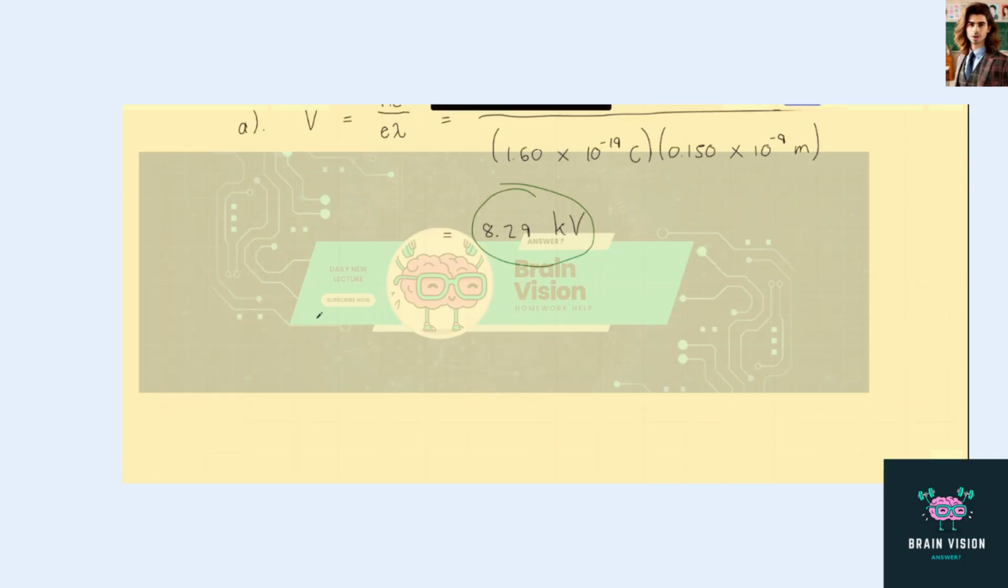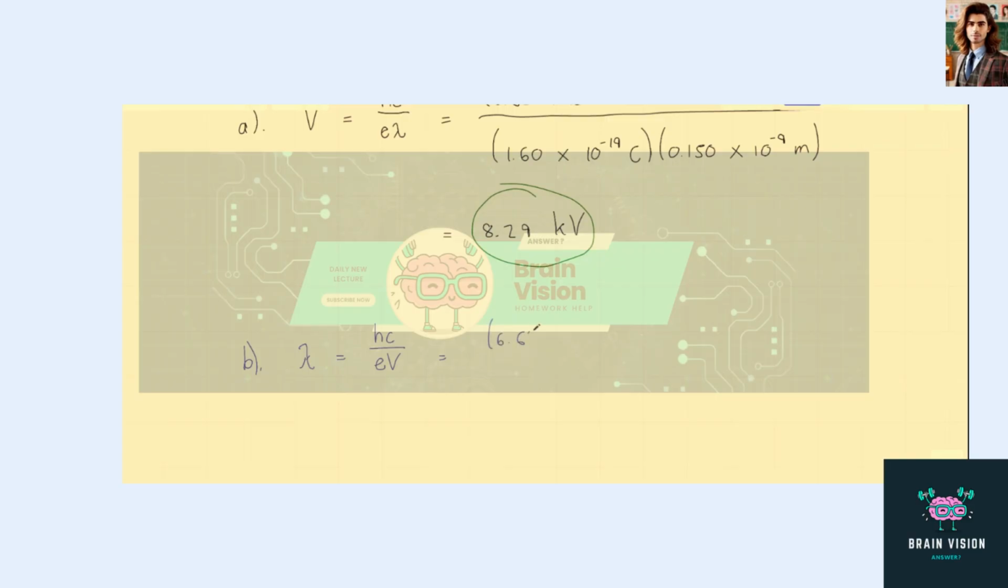For the next part of the problem, we are given the accelerating voltage and want to find the minimum wavelength of the X-rays that will be produced. So we can use the same equation and rearrange for lambda to get lambda is equal to h times c over e times V.